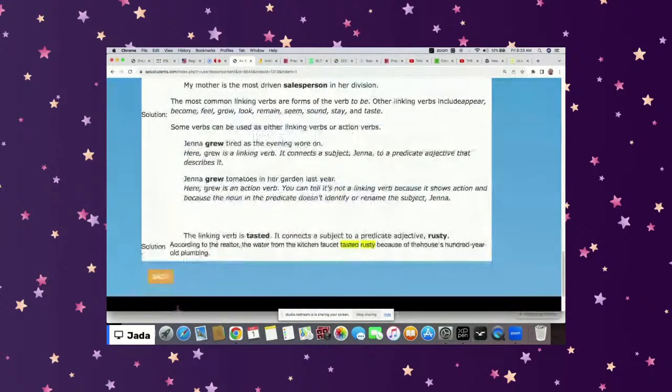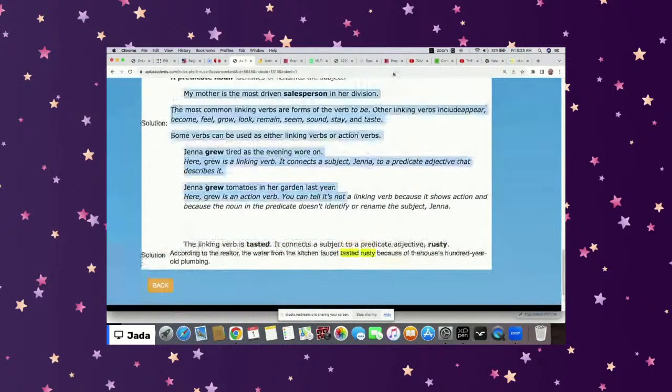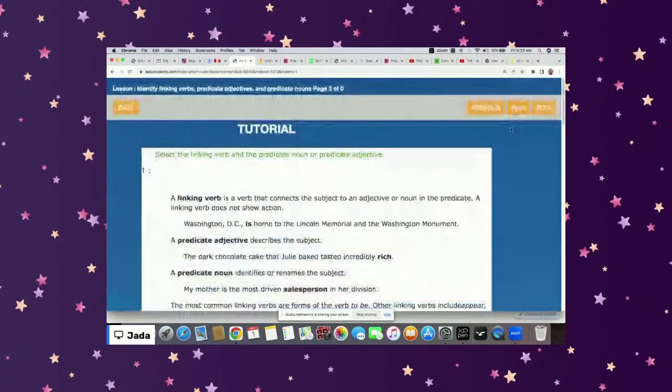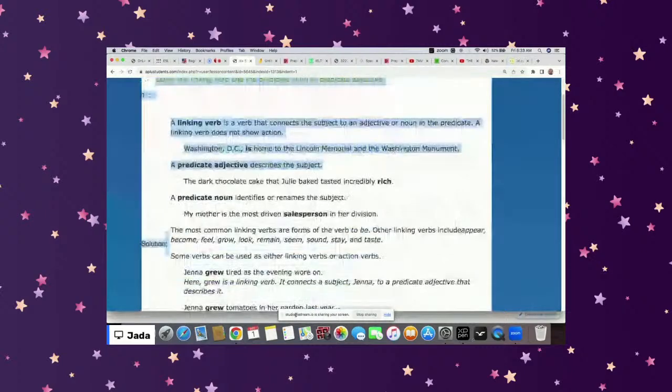Also, we have: according to the realtor, the water from the kitchen faucet tasted rusty because of the house's 100-year-old plumbing. So now the linking verb here is tasted. It connects a subject to a predicate adjective, rusty. Okay, so let's see more examples before we move on to the test.